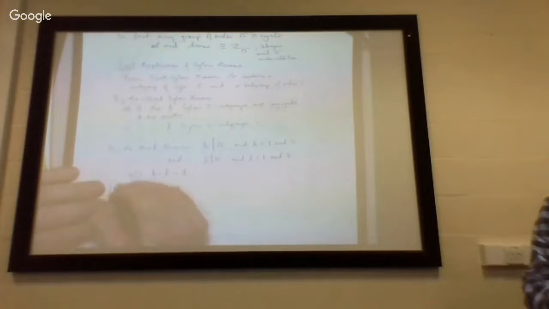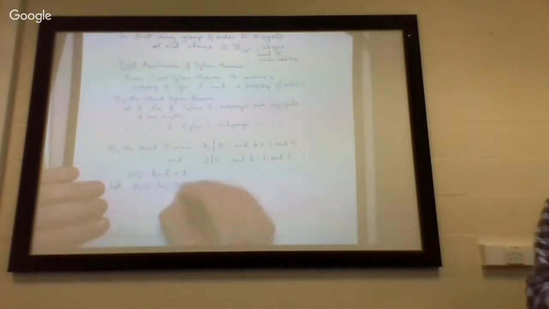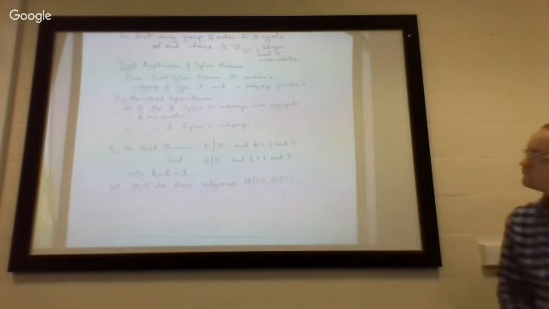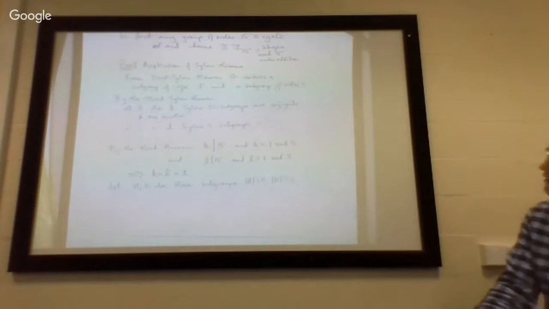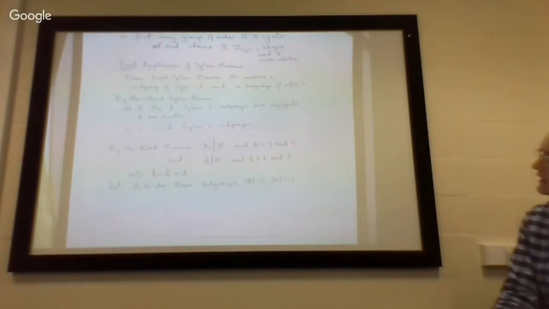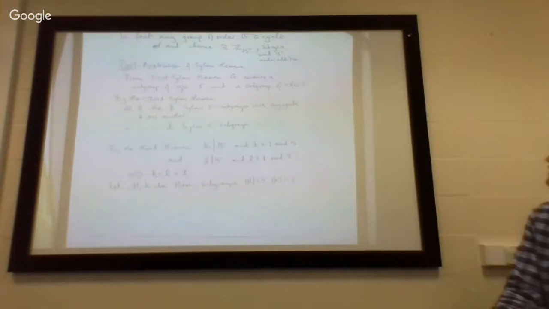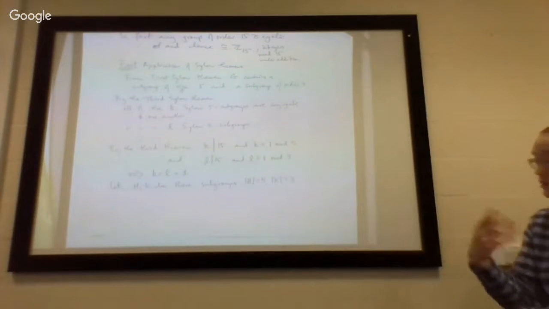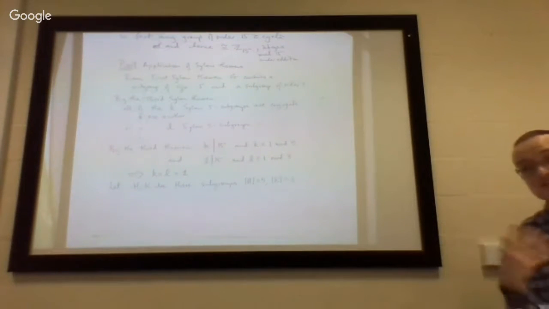Okay. So let's say H and K are these subgroups. Let's say H is the one of size 5, and K is the one of size 3. Now, going back to the, I wrote third, but I meant second. By the second Sylow theorem, excuse me, all of the Sylow P subgroups are conjugate to one another.